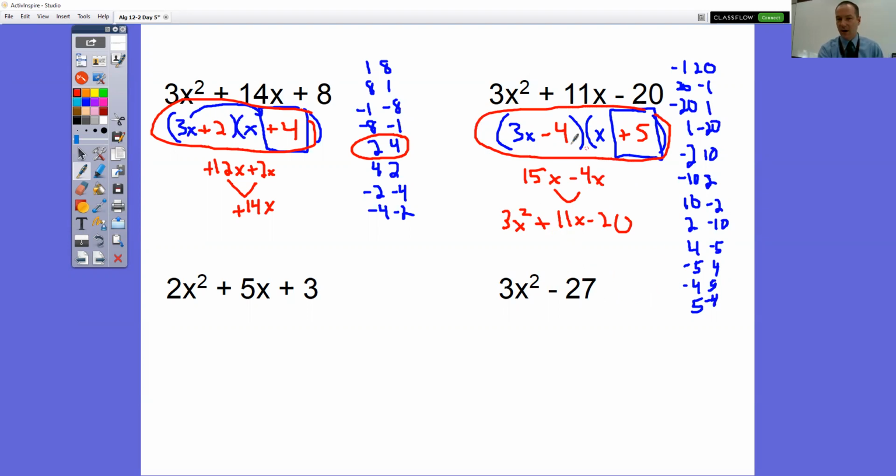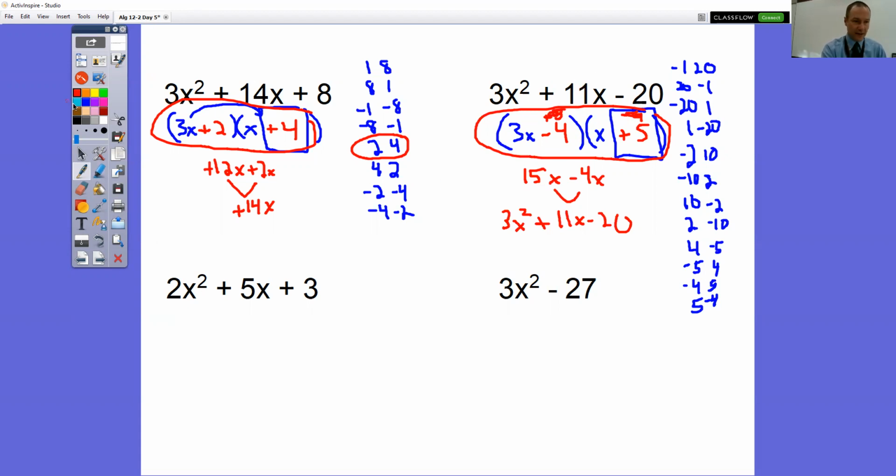Now you might be thinking, well, wouldn't the +5 work here and the -4 work here? If we did have a +5 here and a -4 here, let's just take a look real quick. The inners, we would have a +5x, but the outers would be a -12x. -12 plus 5 gives us a -7, so that wouldn't work, all right?